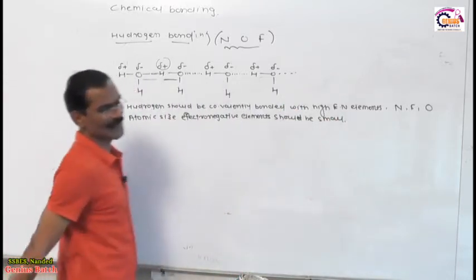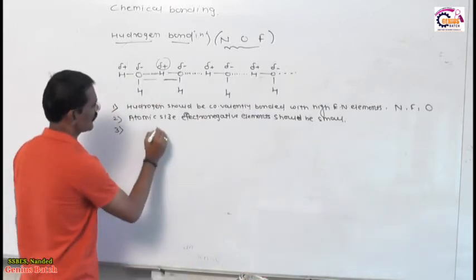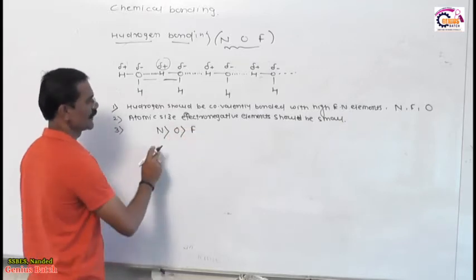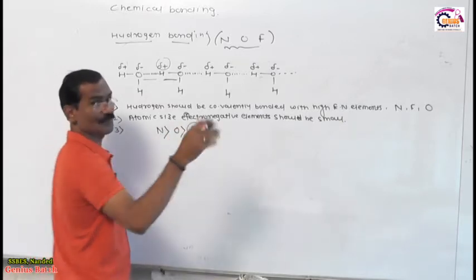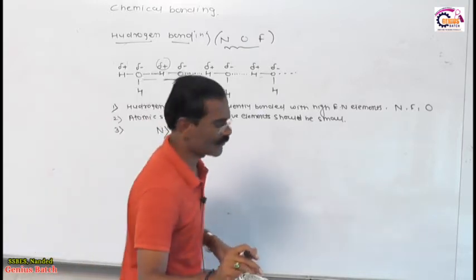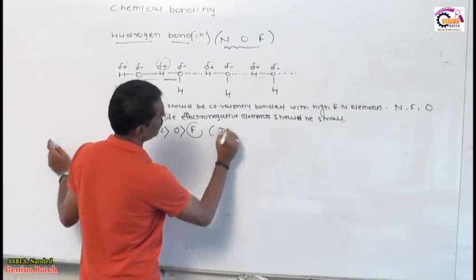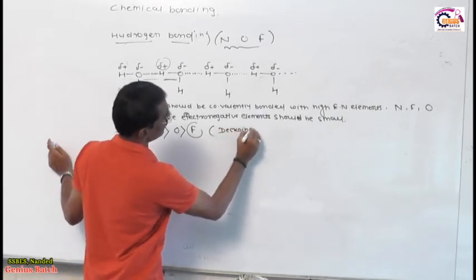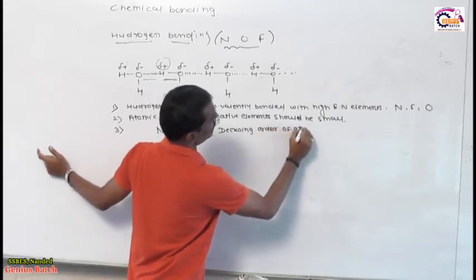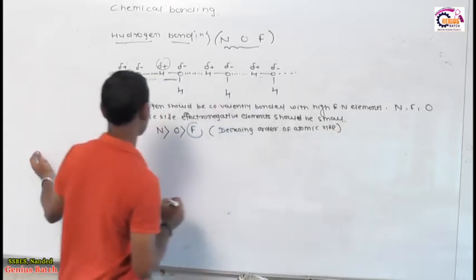The third and very important point, decreasing order of atomic size. Atomic size सबसे ज़्यादा nitrogen, then oxygen, then fluorine. सबसे कम size fluorine है, इसका मतलब fluorine forms strong hydrogen bond. So this is the decreasing order of atomic size. My friend, this is very important.